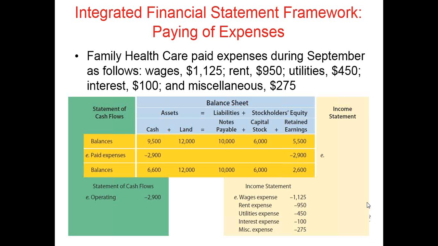Revenue increases retained earnings. Expenses decrease retained earnings. And you can see on the income statement portion that we have entered the individual items. Other than the miscellaneous expense, they're entered with the largest amount first.